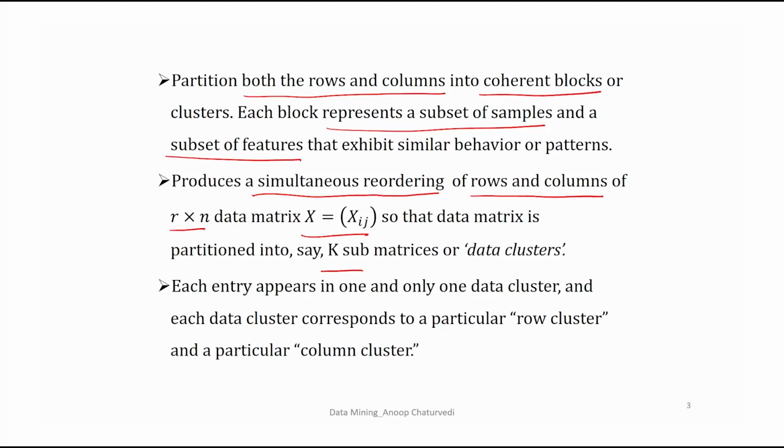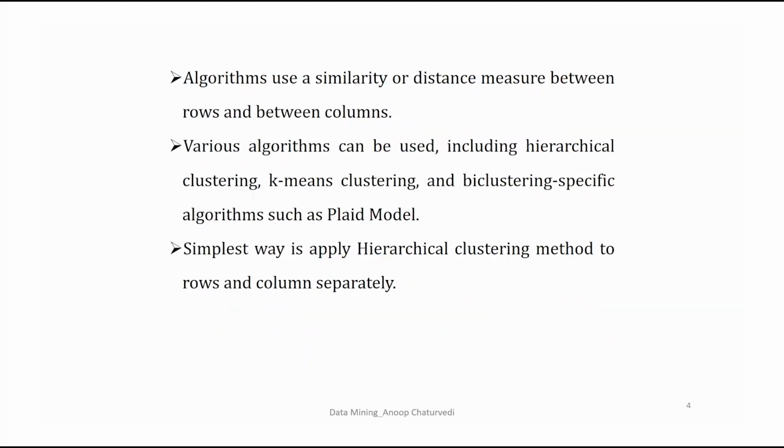Then each entry appears in one and only one data cluster. So, we are taking each entry into one and only one data cluster, and each data cluster corresponds to a particular row cluster and a particular column cluster. So, if there is a data cluster, then the rows of this particular data cluster may be considered as a particular row cluster. Further, the columns of this data cluster may be considered as a particular column cluster. Then in the algorithm, we of course require a similarity or distance measure between rows and between columns. So, we use such kind of similarity measure in the algorithms.